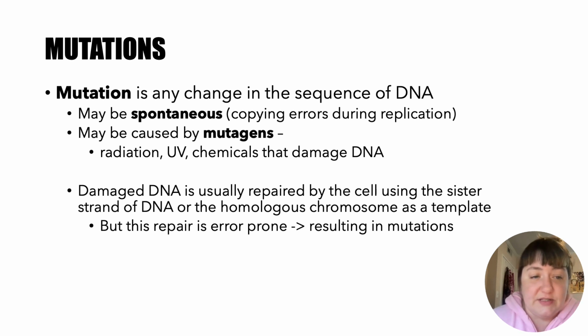How this results in a mutation: damaged DNA is sensed by the cell, and the cell goes in and repairs it, because DNA is really important for life, right? So the cell will try to repair any damaged DNA, and because of the base pairing, it can use the sister strand of DNA to repair it, or sometimes it can even use the homologous chromosome as a template. But the repair process tends to be error prone, so this can result in new mutations.